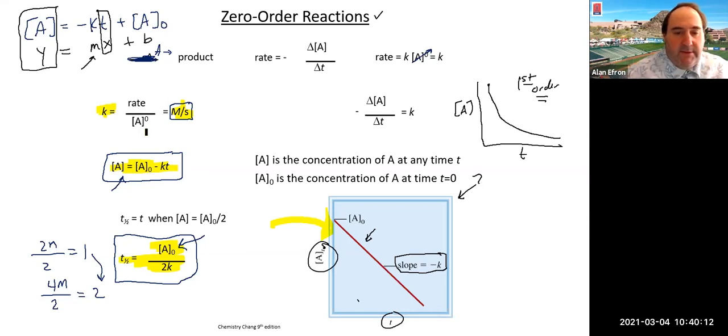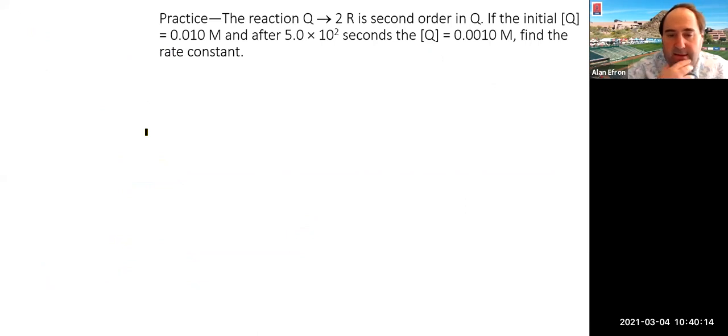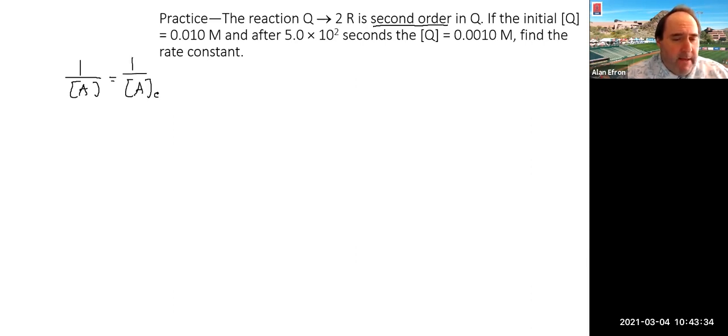Okay, so why don't you try one here? The reaction Q goes to 2R is second order. Initial concentration is 0.01. After 5 times 10^2 seconds, Q is equal to 0.001. What is the value of the rate constant? So take a couple of minutes to see what you come up with. Typically, our second order formula here. Remember, it is plus and not minus kt.